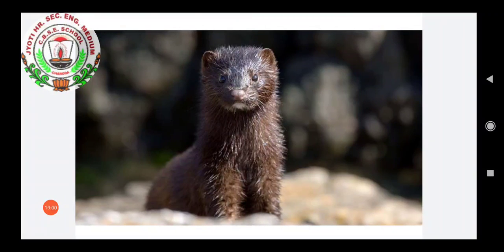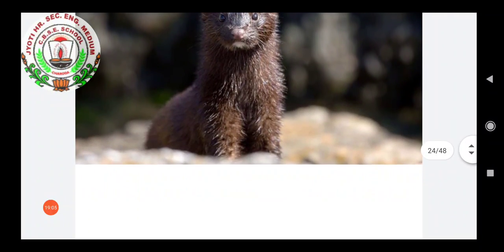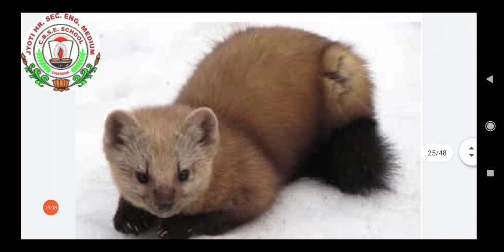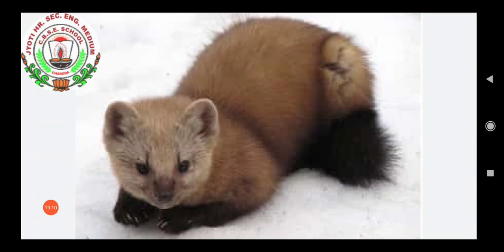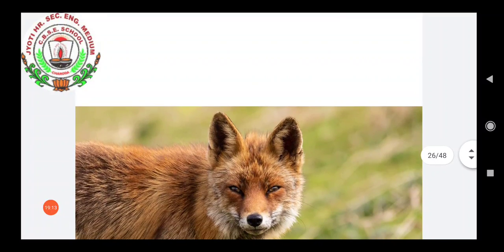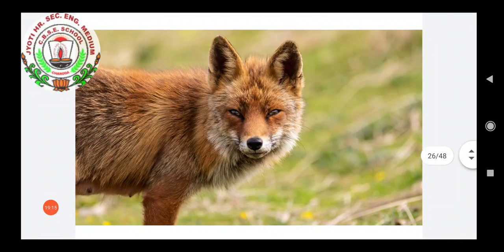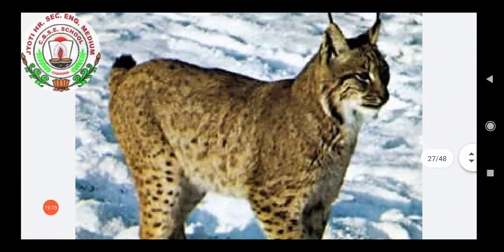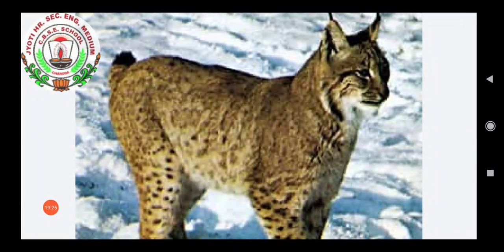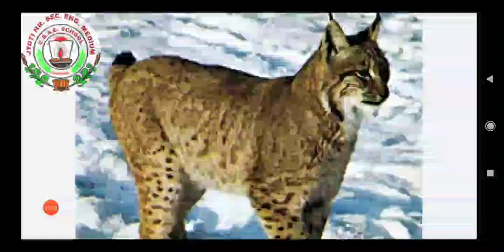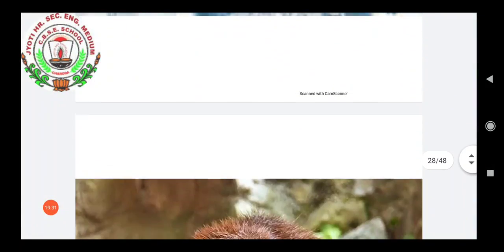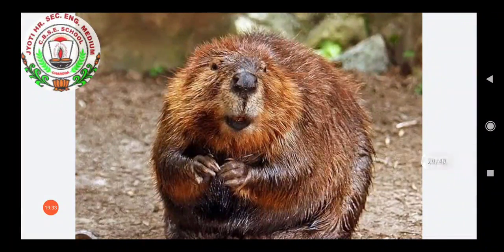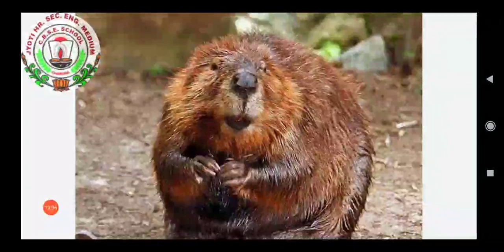So we are having some animals here, those who have adapted to cope with the conditions. First of all, we are having the picture of mink. Next, we are having a picture of sable. Okay. Then fox. These are the animals which are found here in this forest. Then lynx. It seems like a combination of leopard and cat. Okay. Then beavers and some more animals are also there.